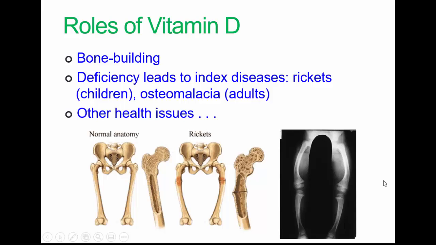Okay, the roles of vitamin D. This is the most well-known nutritional issue with suboptimal amounts of vitamin D: bone health. Both in children and adults, it causes weakened bones, particularly in older adults, and in children it can cause bones to bend, as shown in the skeleton here.